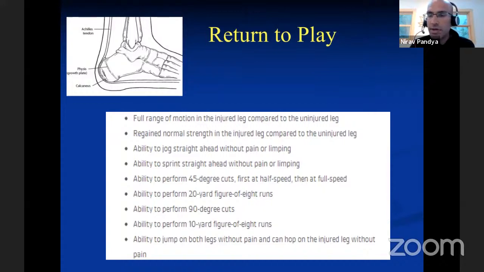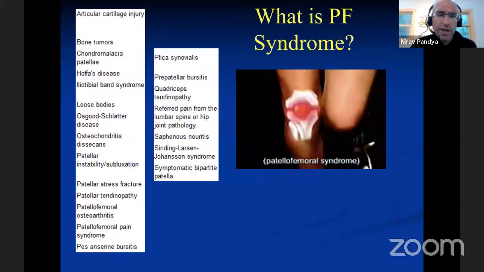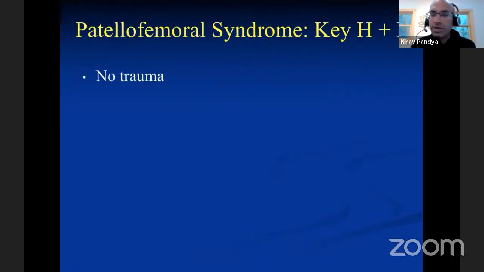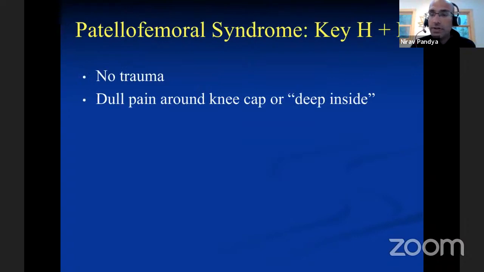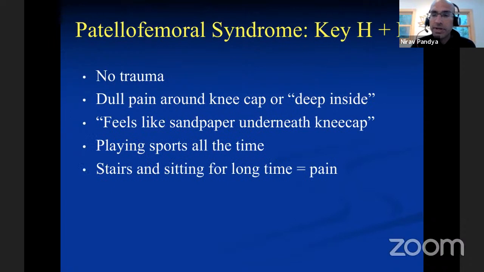I find that most of these kids either need home-based physical therapy or rest for 4 to 6 weeks to get the pain better. The next pathology is anterior knee pain. I think in general, patellofemoral syndrome can be in relation to tons of different things in terms of the exact pathology, but I think in general, we call it just quote unquote irritation behind the patella. Generally, these patients won't have trauma. They have dull pain around the kneecap. It feels like sandpaper. They're playing sports all the time. Sitting down for long periods of time gives them pain.